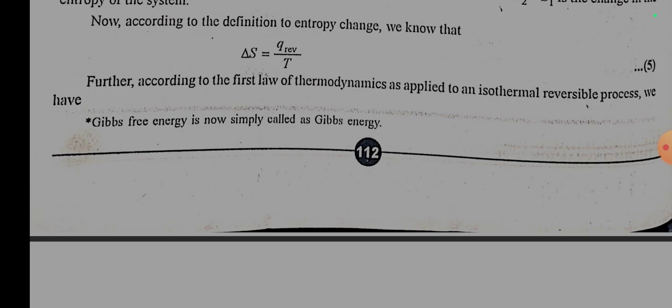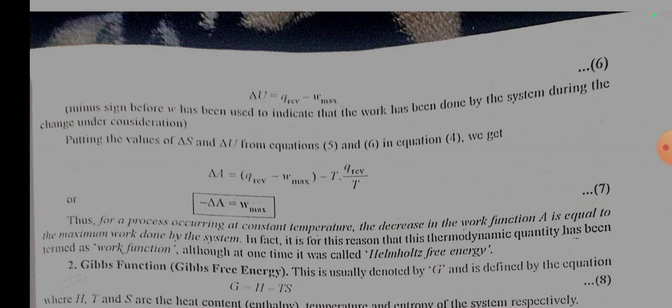Further, according to the first law of thermodynamics as applied to an isothermal reversible process, we have ΔU = Q reversible - W max. The minus sign before W has been used to indicate that the work has been done by the system during the change under consideration. Putting the values of ΔS and ΔU from equations 5 and 6 in equation 4, we get ΔA = Q reversible - W max - T × (Q reversible / T), or -ΔA = W max.